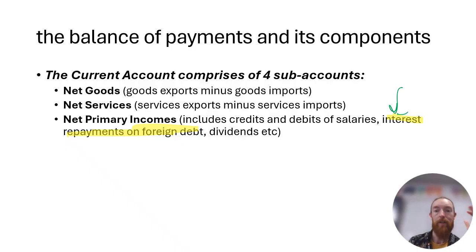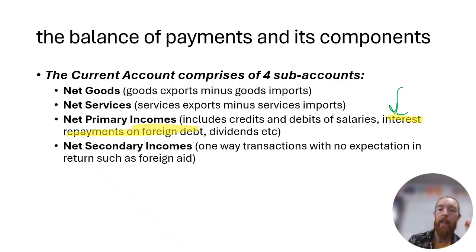So when interest rates rise, or when our foreign debt grows, we now have more interest repayments on this foreign debt, and then that becomes a massive debit coming out of our current account. It's the largest component of our current account, and the main reason why historically we've had current account deficits.